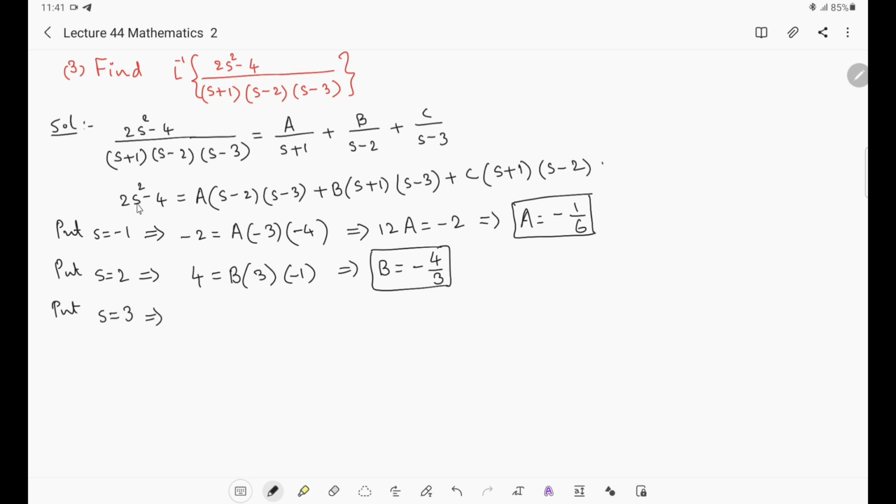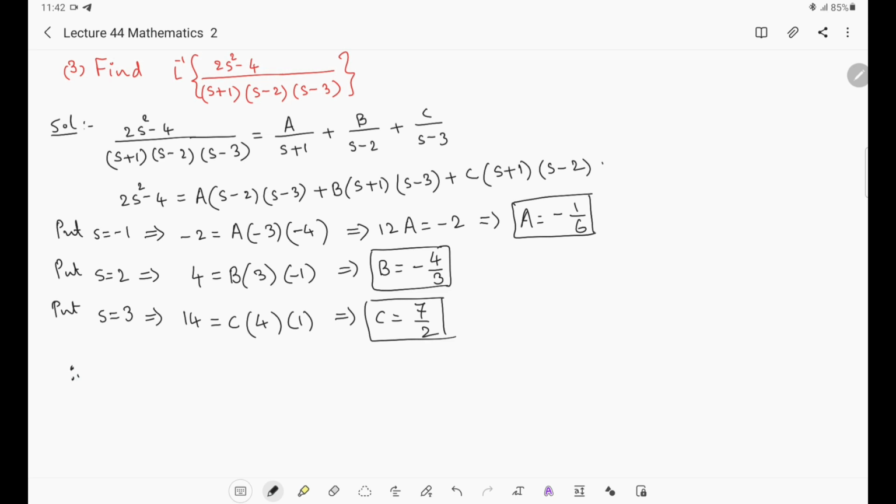Then what will happen here? 3 square is 9, 9 into 2 is 18, minus 4. 18 minus 4 is 14 equals, here the first two terms will get cancelled because s equals 3. Here c into s plus 1, 3 plus 1 is 4, s minus 2, 3 minus 2 is 1. So c equals 14 by 4, which is 7 by 2. Right? So we got c equals 7 by 2.